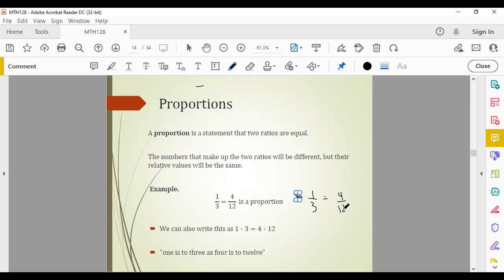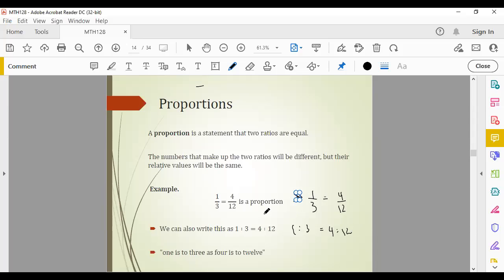And you could write this in various ways. You could write it with a colon, which would be 1 compared to 3 equals 4 compared to 12. So they both have the same relative value. They both have the same size when you compare each of them to each other. Or you could write it 1 is to 3 as 4 is to 12. But that right there kind of illustrates why you would never really want to use sentences or words for proportions. It's way better just to use fractions. So that's an example of a proportion.